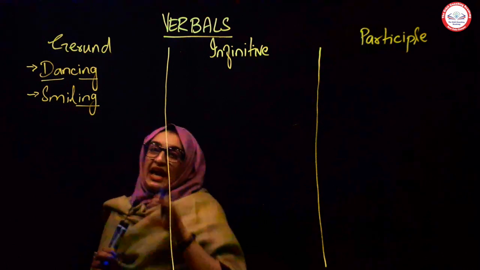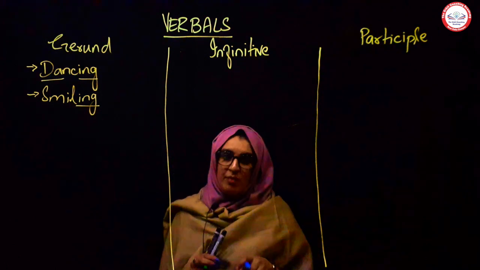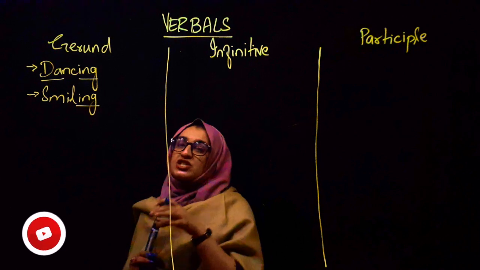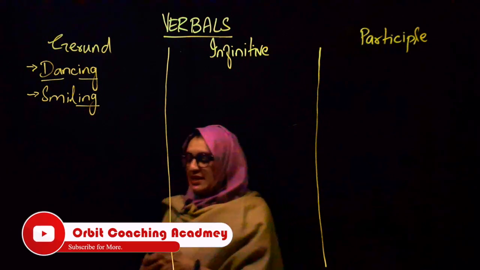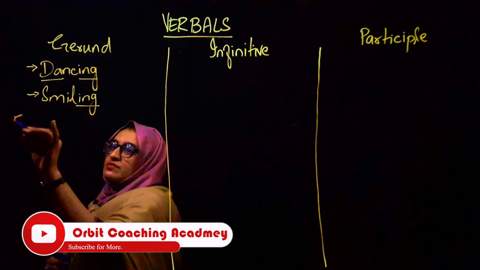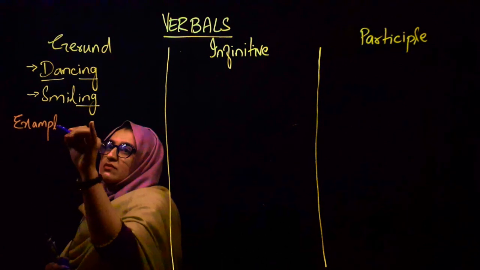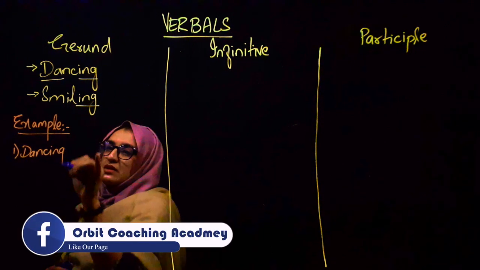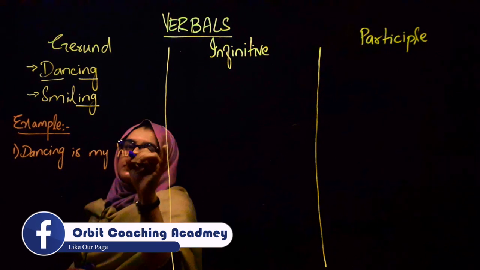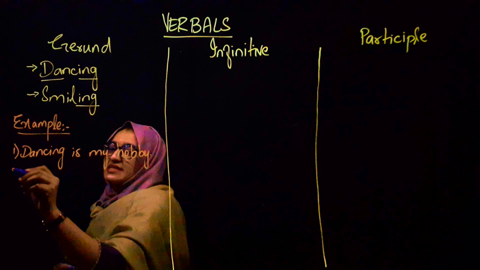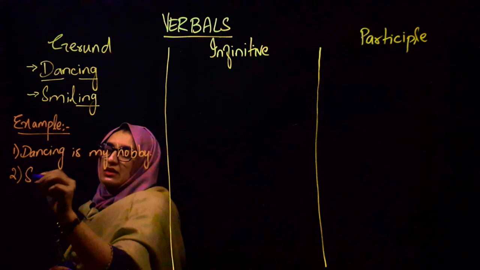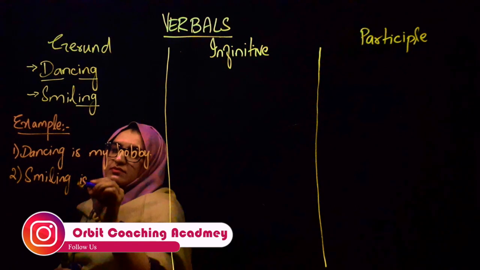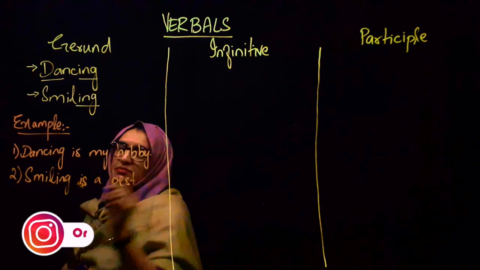So this word can perform the function of an action verb and it can perform the function of a noun as well. Now we need to see how the function varies from context to context. Let's write an example of this word over here. For example, dancing is my hobby. And the second word which I wrote was smiling. Smiling is a best medicine.